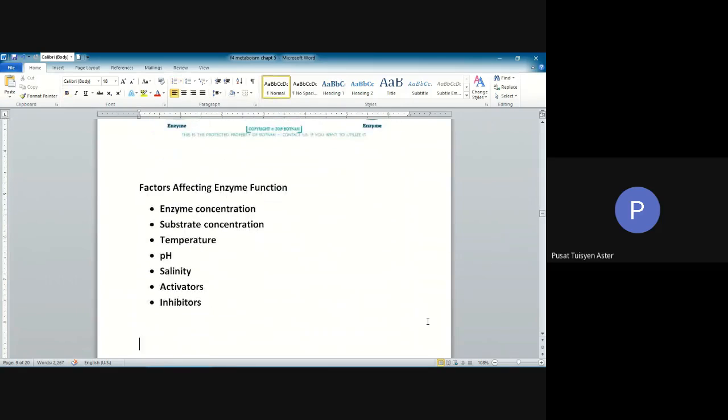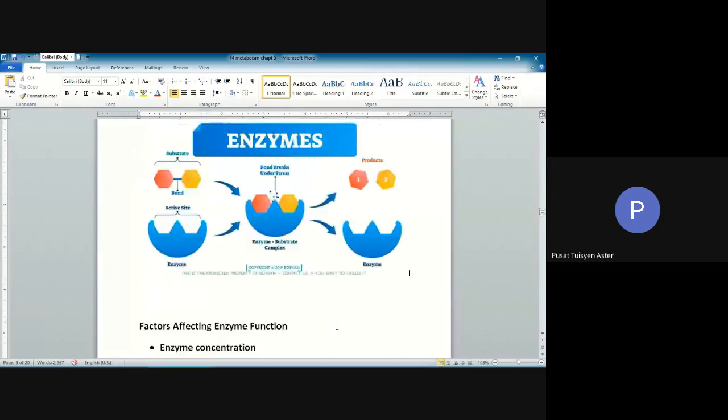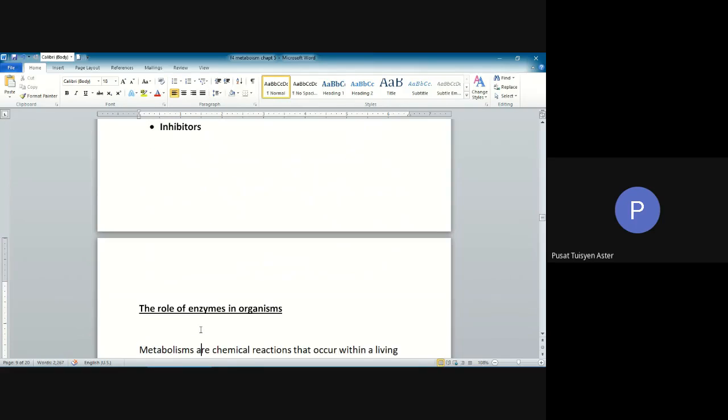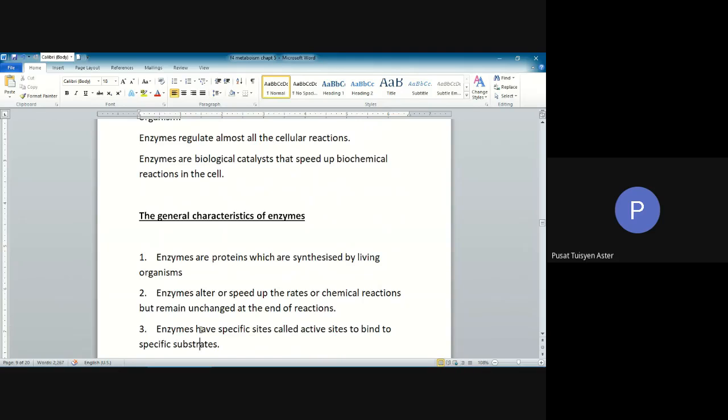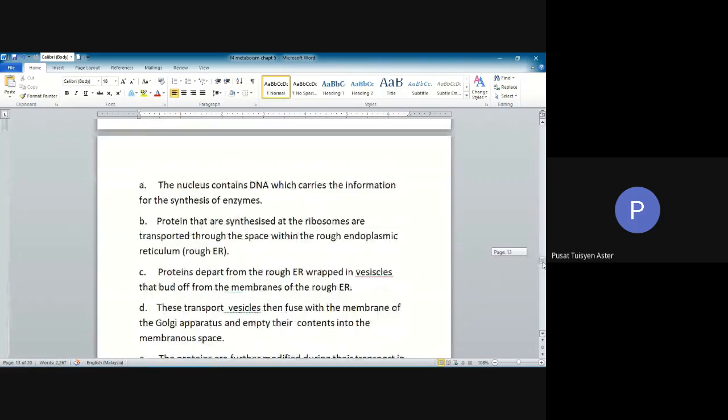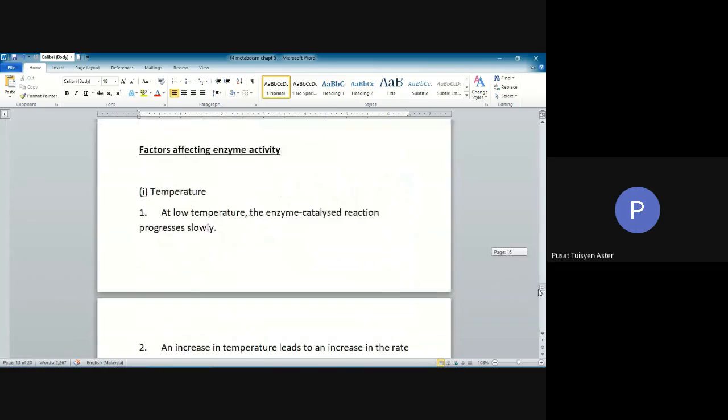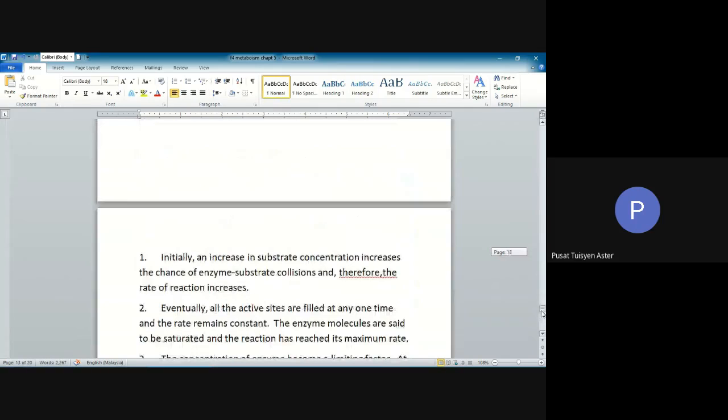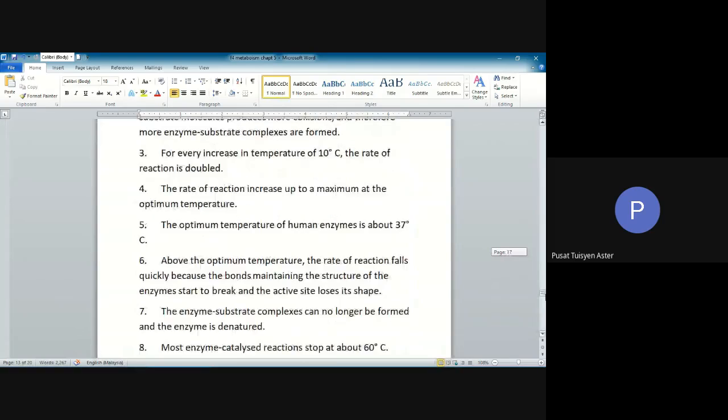So we have factors which affect the enzyme function. If the enzyme is not in this hexagonal shape, or let's say a different shape which has to sit here in the active site, what will happen is it wouldn't sit. There are many factors which affect and change the enzyme's shape, making it impossible for it to sit on the active site.